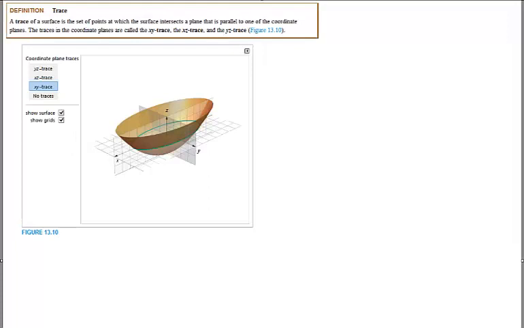We're going to also define trace. Trace is the set of x and y points. We're looking at an xy trace here. If I were to look at the xz trace, it would be this set of points that goes from this side to this side. It goes up. The yz trace would go in this direction here.